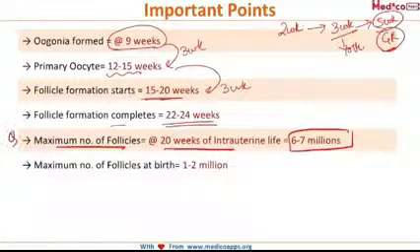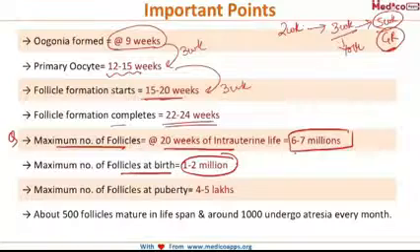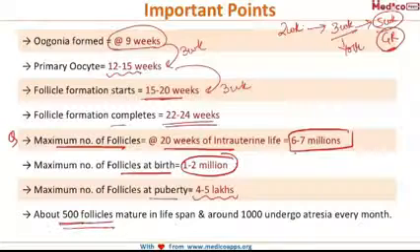The maximum number of follicles are present at 20 weeks of intrauterine life, and that is 6 to 7 million. Now these follicles keep on undergoing atresia at the same time. So the number of follicles at birth is just 1 to 2 million. From 7 million, it decreases to 1 to 2 million. The atresia still continues, and the number of follicles at puberty is just 4 to 5 lakhs. And out of this, only 500 follicles mature in the entire lifespan, and around 1000 undergo atresia every month.